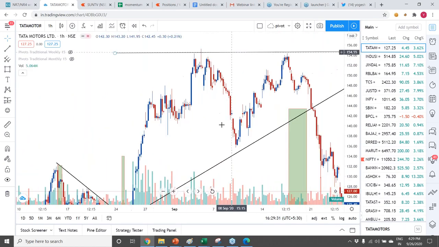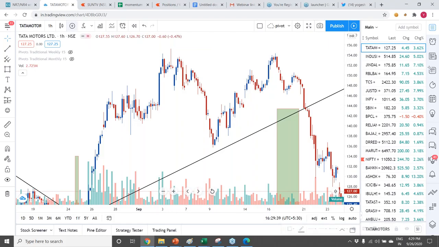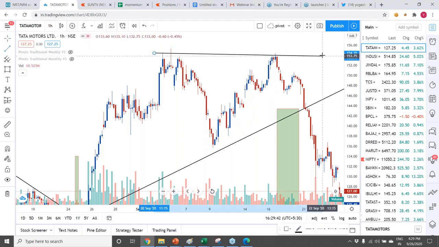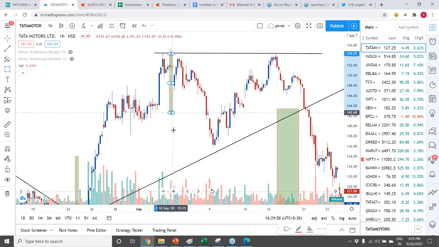Now again, this overall is in uptrend. Can I join these two lines? And see, this line is already coming from down. So again, I can say it's a triangle. This is wide and then it's compressing. How to find the target for this?